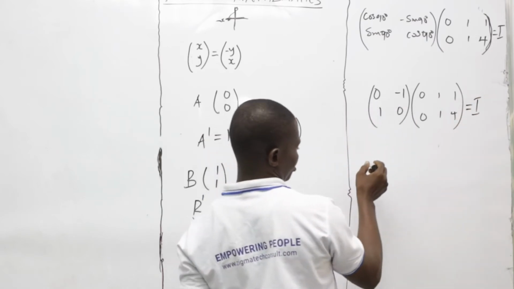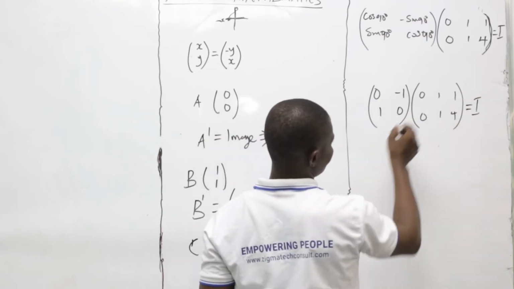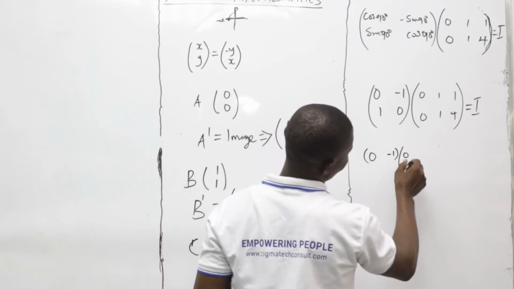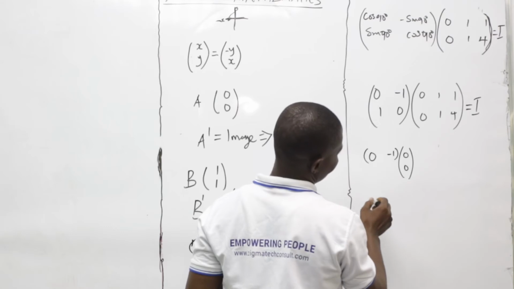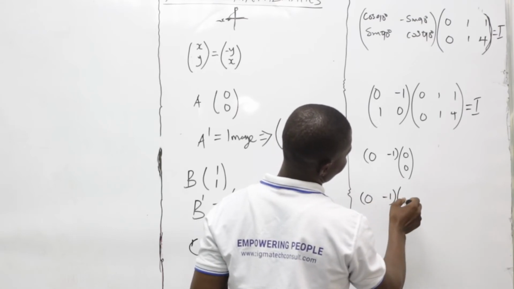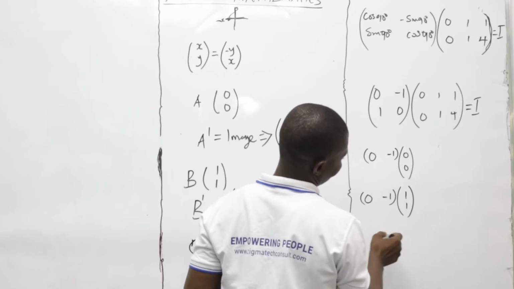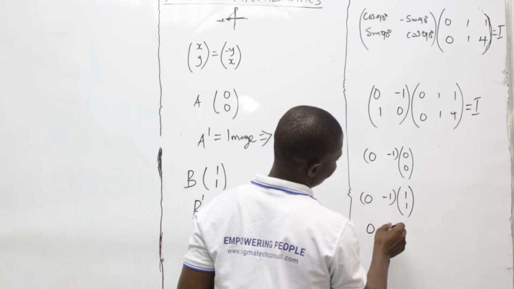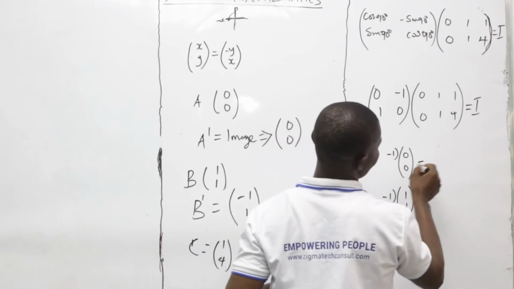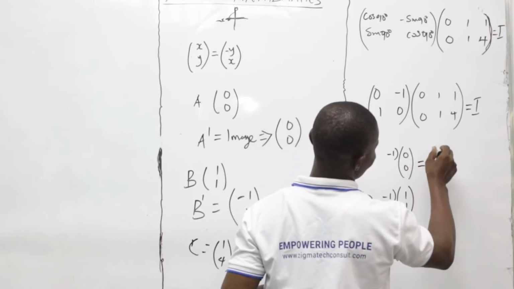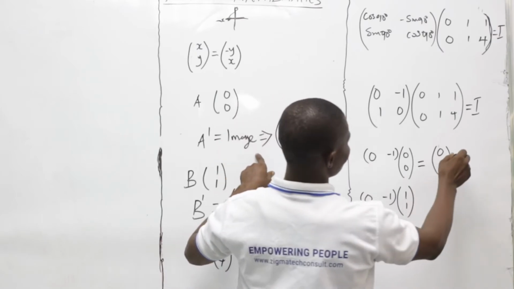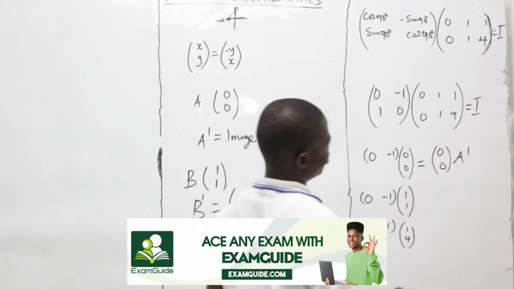So what are the images for this? 0, minus 1 against 0, 0. 0, minus 1 against 1, 1. 0, minus 1 against 1, 4. Our solution here is 0, 0, okay? The next solution, which is as what? A prime.